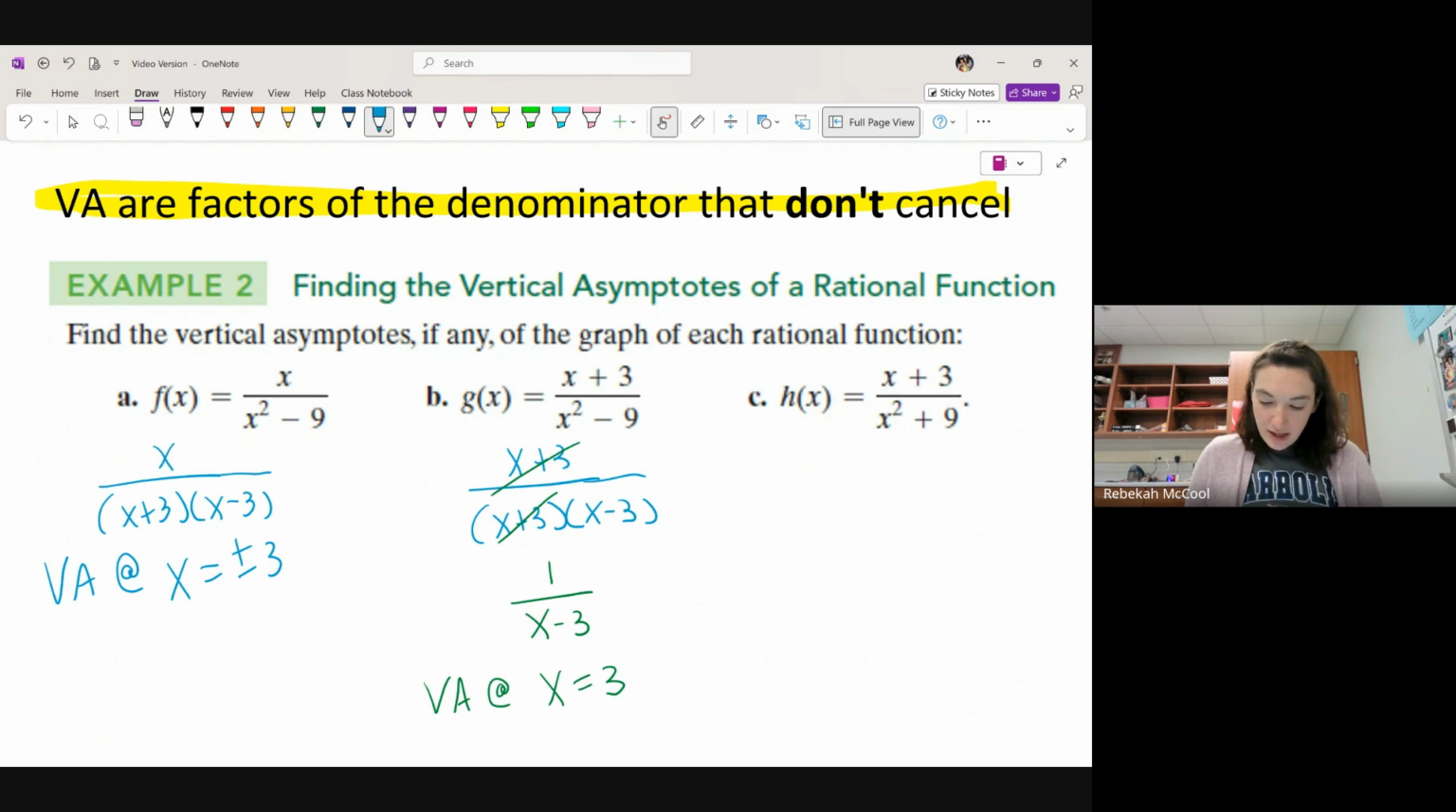And then with C, from what we talked about with domain, we should already know x squared plus 9 isn't going to factor. It gives imaginary solutions, so it's not factorable in our reals. So in this case, nothing cancels, so this would have no vertical asymptotes.